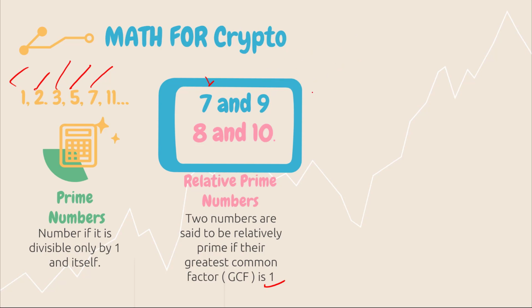Whereas 8 and 10 are not relatively prime, because 8 can be factored into 2, 4, 8, and 1, whereas 10 can be factored as 2, 5, and 1. As you can see, 2 is a common factor between 8 and 10. So based on this, 8 and 10 are not relatively prime, whereas 9 and 7 are relatively prime. I hope you understand the concept of prime numbers and relatively prime numbers.